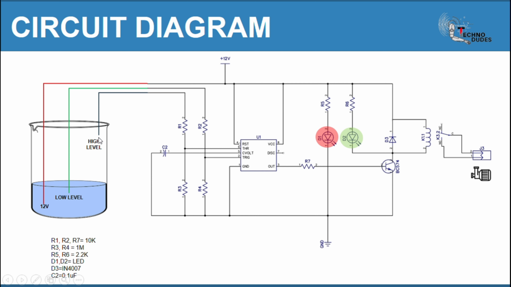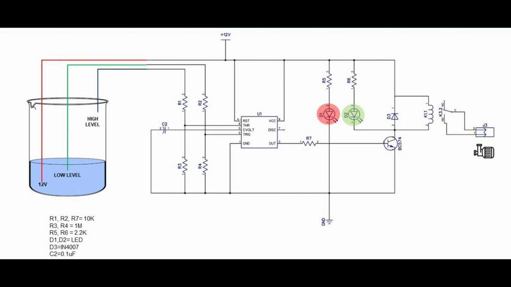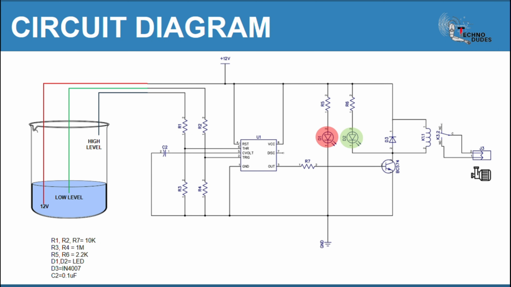Once water reaches this high level, the threshold pin is at 2 by 3 VCC, and then it will give 0 at pin number 3. Means when water reaches this high level, the 555 timer will give 0 at pin number 3. Once 0 comes, the transistor goes into the cutoff region. This LED will turn off, similarly the relay will turn off, and the motor will turn off. So this is the basic, simple working of this water level controller circuit.